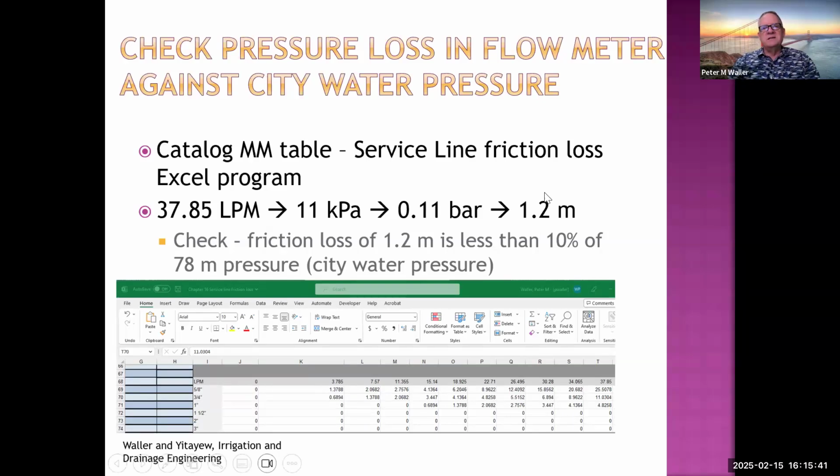And then we can check the pressure loss in the flow meter against the city water pressure. If we have 37.85 liters per minute, and we look at this table in the catalog worksheet in your pipe design spreadsheet, it shows that the pressure loss is 11 kPascals, which is the same as 0.11 bar or 1.2 meters. Because the city water pressure is 78 meters and we're only losing 1.2 meters in the flow meter, that's acceptable according to that 10% rule of thumb.